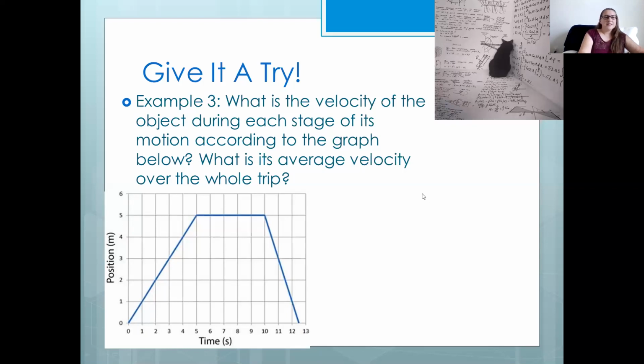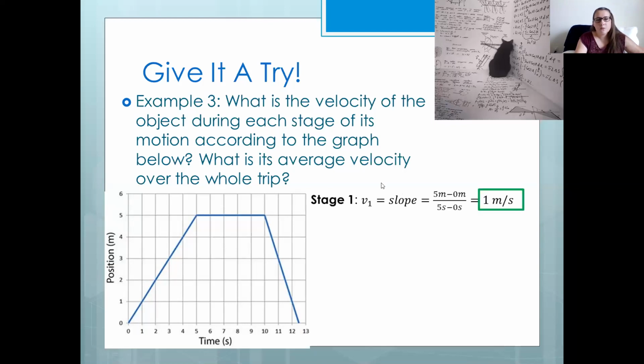All right, so it looks like a lot of you have come to some conclusions here about the motion of this object. So let's take a look at it together. We can see here that this position time graph is clearly in 3 separate sections, right? There's that first section and then a flat section and then a third section there. And we have to look at each of those separately because they have different slopes.